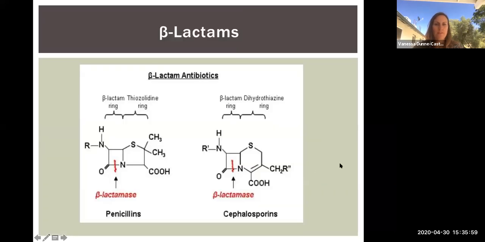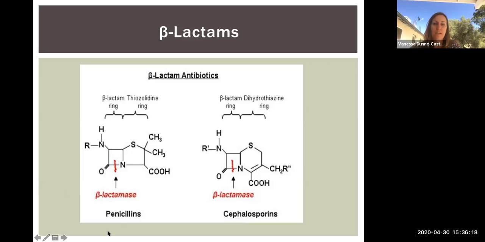So here's an image of some common beta-lactam drugs. I just wanted to put this up here so you can see this concept of a beta-lactam ring. There's a whole synthesis pathway to close this ring up, and this is what helps give efficacy to these different cell wall synthesis drugs.